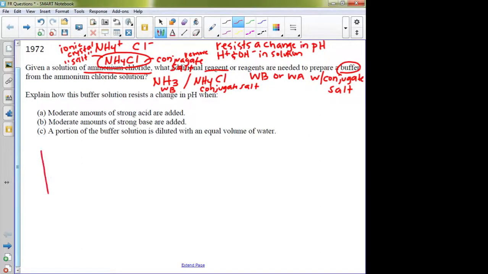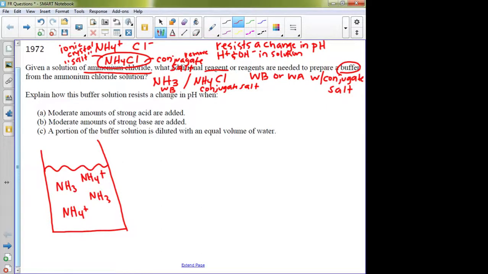So let's pretend I've got a beaker. There's my water. It's in solution. Okay. So in this solution, I've got NH3 and I've got NH4 positive. Right? So we've got NH3 and we've got NH4 positive. Why am I not adding in the Cl negative? Is the Cl negative in there? Yes, okay. I'll draw it in black. Okay, Cl negative is in there, but why am I not concerned about it?